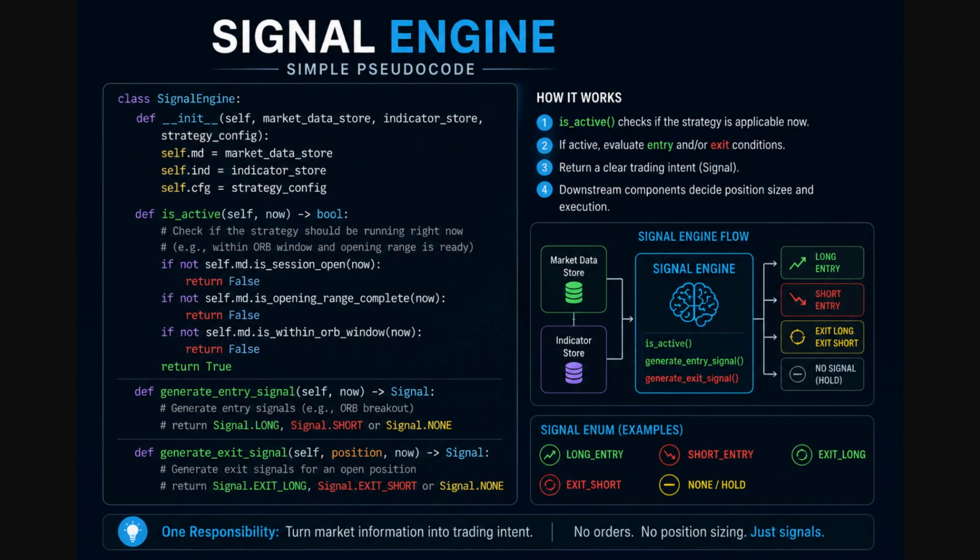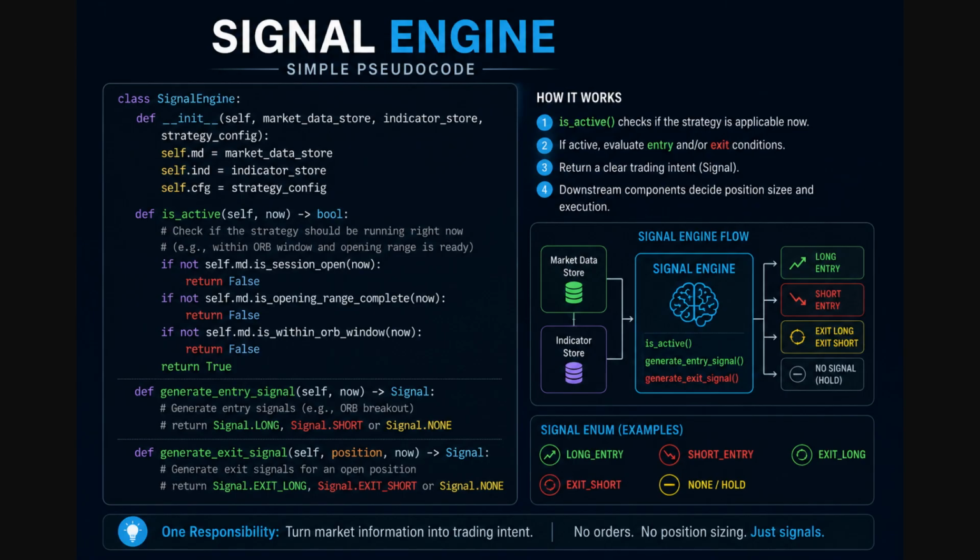As expected, the signal engine receives the market data store and the indicator store. These are the 2 sources of information it needs to make its decisions. We've also added a configuration object. Every trading strategy comes with its own set of parameters. Are we using a 20-period moving average or a 50-period moving average? Are we analyzing 1-minute candles, 5-minute candles, or hourly candles? Rather than hard-coding these values into our strategy, we keep them in a separate configuration. That makes the strategy much easier to test, tune, and maintain.